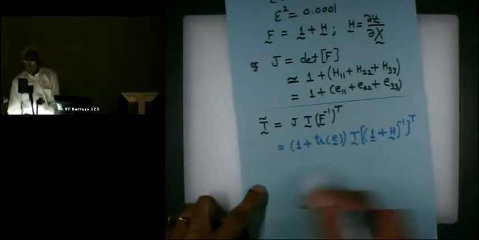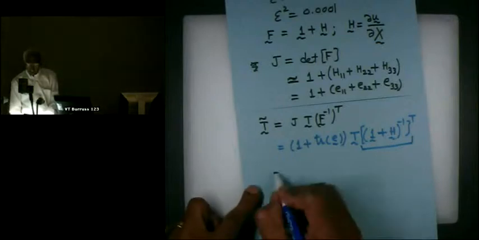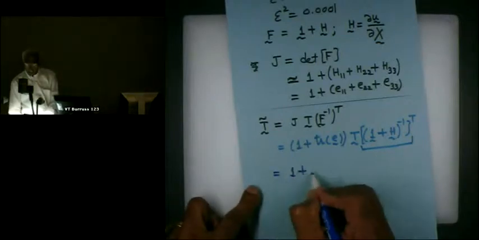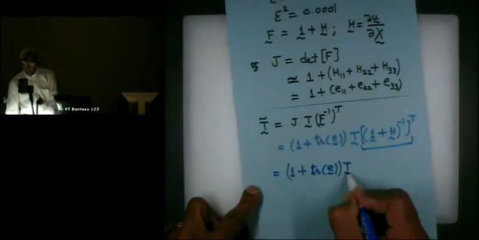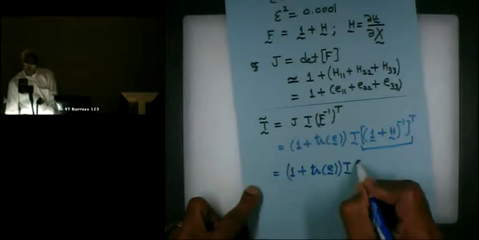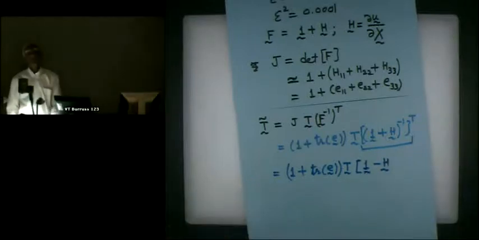So what is this expression equal to? Well, I think you have heard of the binomial theorem. You know how to expand 1 plus x raised to the power minus 1, if x is small. You can say Taylor series, but generally we say binomial theorem. So it's 1 plus trace of E, then this is a T. So binomial theorem says that this is 1 minus H plus H squared.